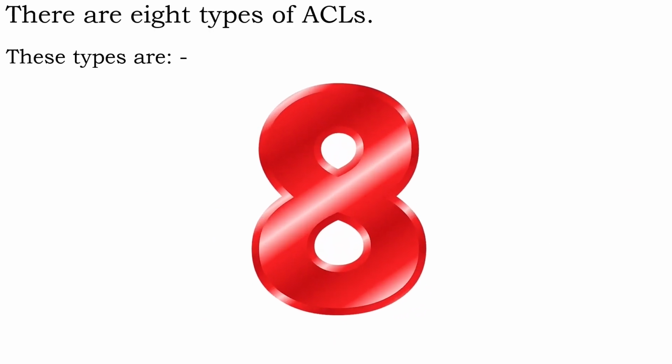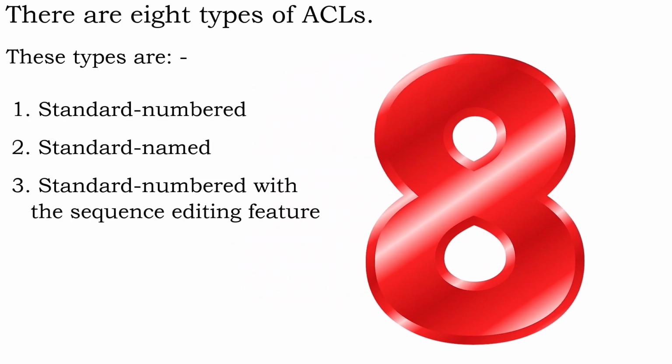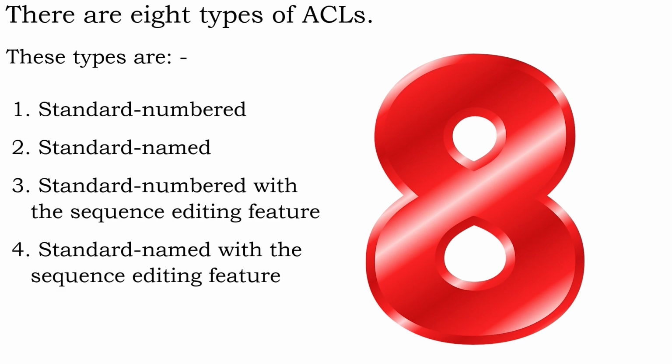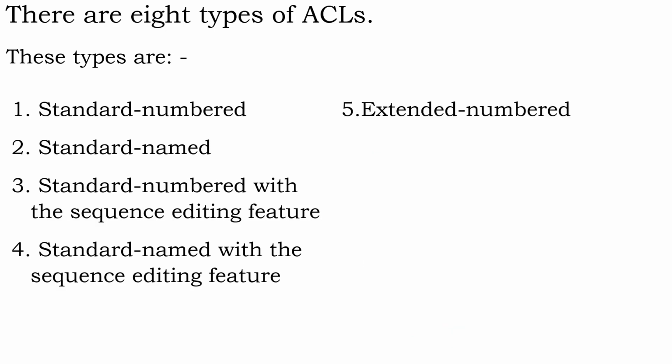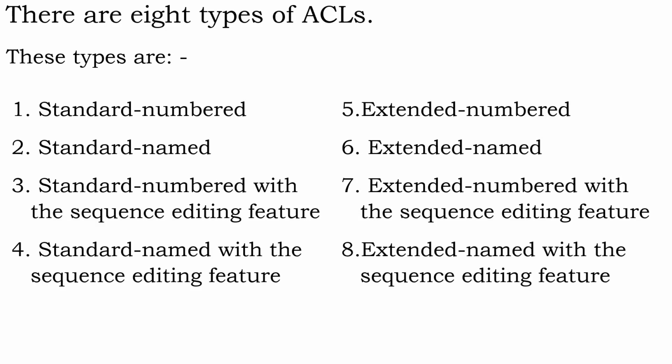There are 8 types of ACLs. These types are standard numbered, standard named, standard named with the sequence editing feature, standard numbered with the sequence editing feature, extended numbered, extended named, extended numbered with the sequence editing feature, and extended named with the sequence editing feature.